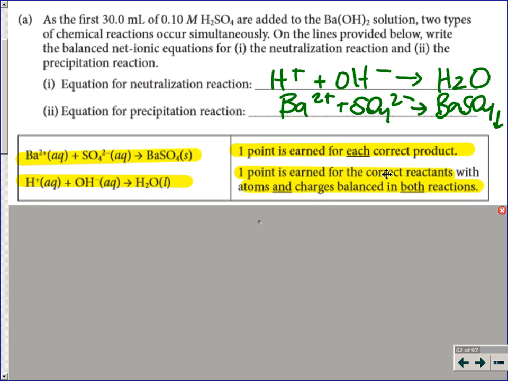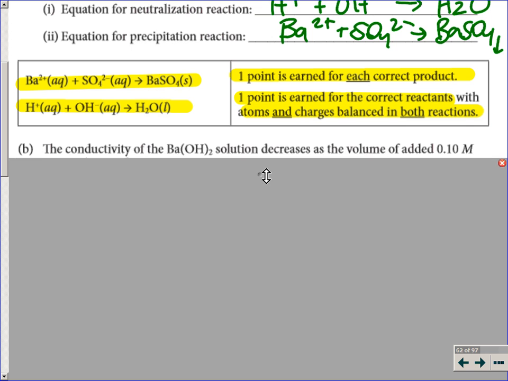If you got all this right, you have 3. No, my bad, that's sometimes confusing. I think this is 3, 1 point for each product. So I'm saying 3 points. Let's go with that, 3 points. Okay.